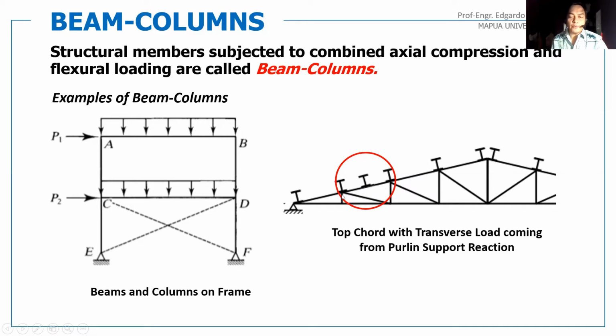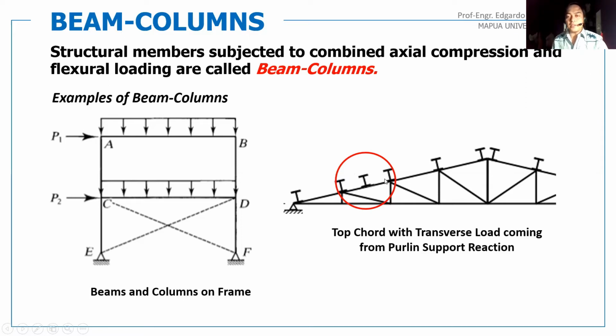If we analyze this top chord, due to the presence of the purlin at this point, the top chord experiences bending. Although we know that in analyzing truss members, we only consider axial forces, so basically the top chord carries axial compression. But because of the presence of this purlin on top of the top chord, aside from axial compression, it also experiences bending. Therefore, in this particular case, the top chord member is considered a beam column.